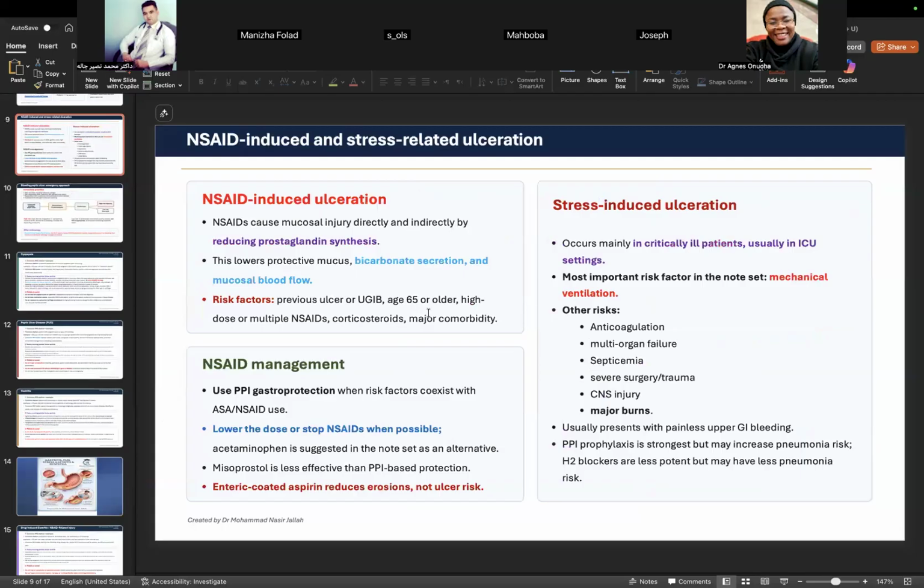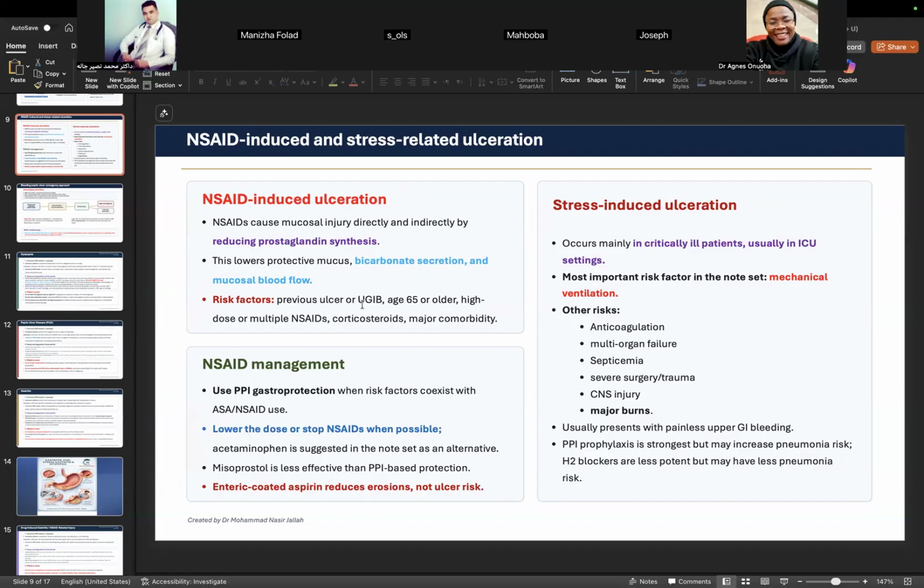Non-steroid induced and stress-related ulcer. For the non-steroid, obviously, it is decreasing the prostaglandin, and prostaglandin is protecting the mucosa. So once it is low, the bicarbonate secretion and mucosal blood flow will lower, and the patient will be at risk of ulcer and gastritis.